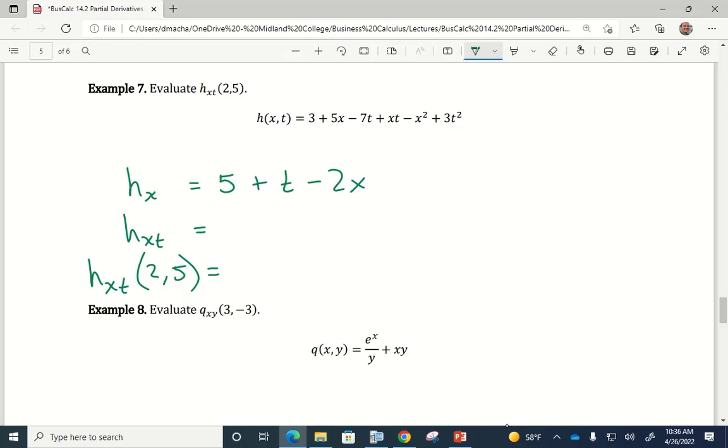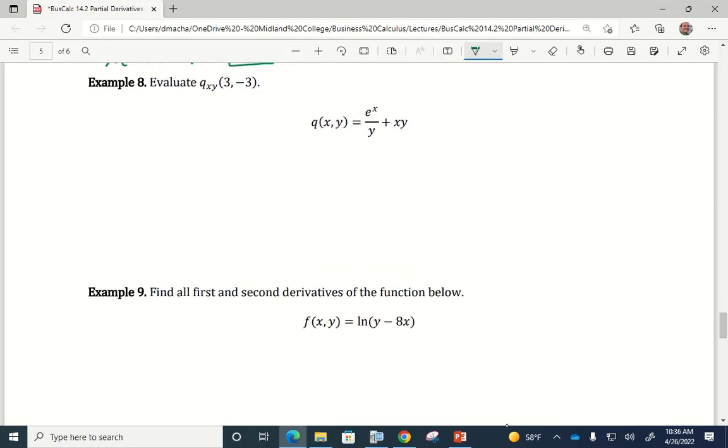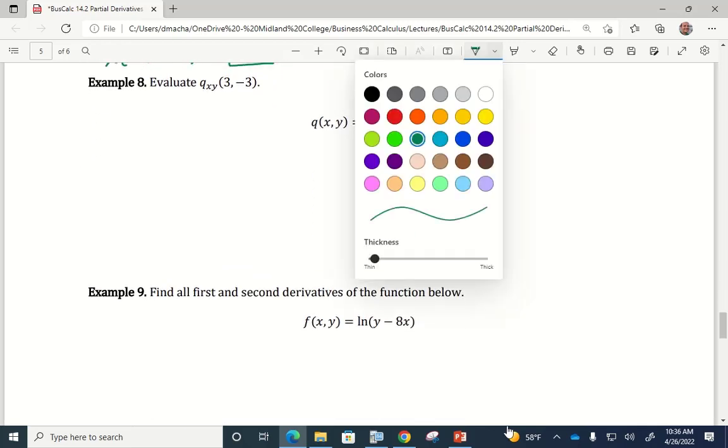And then we're going to take this and then move on by taking the derivative of that with respect to t. And so that's going to be 1. And again, that's a constant function, so it actually does not matter what x and t are. That mixed partial is always going to be positive 1. Those were kind of boring examples. Let's talk about example 8, because that's an exciting example.